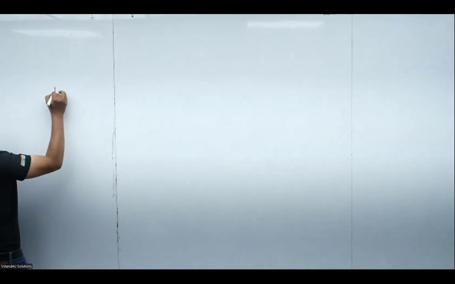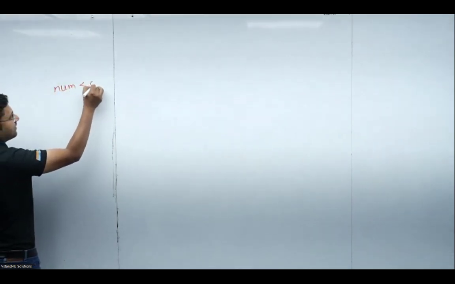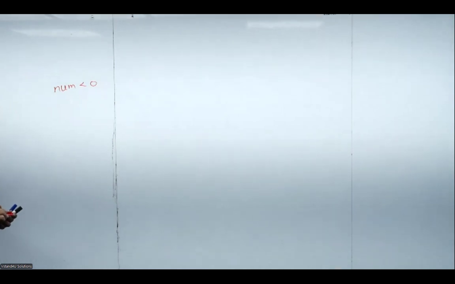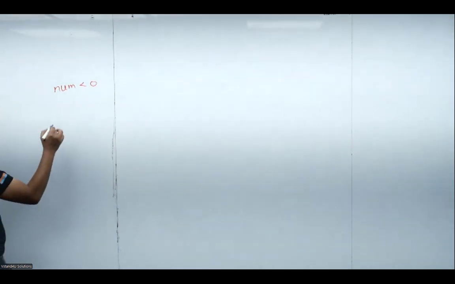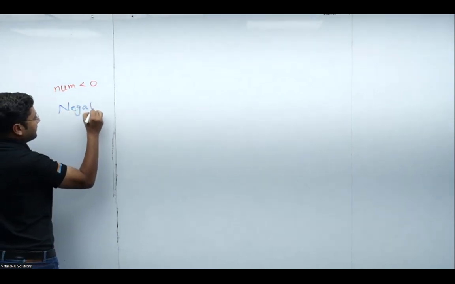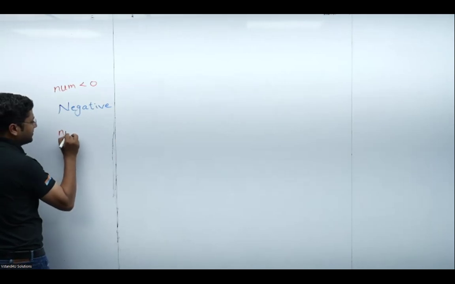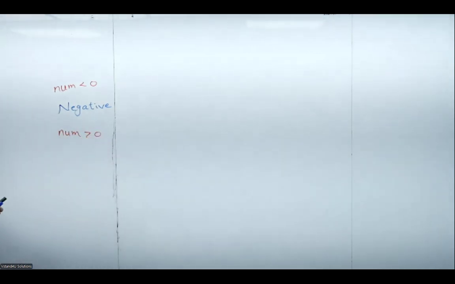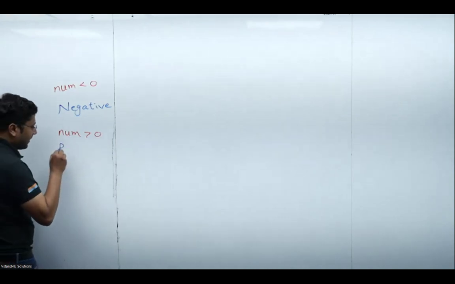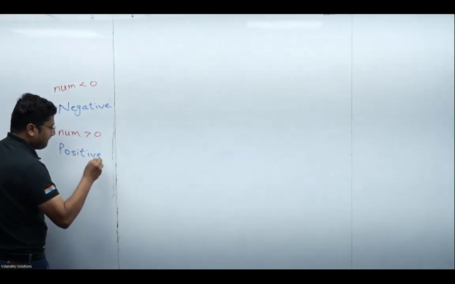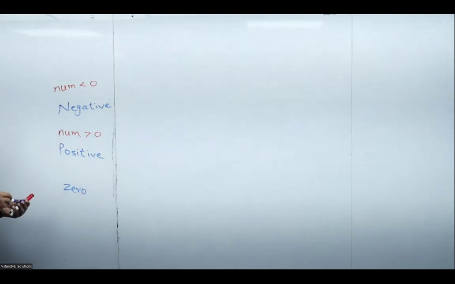That positive, negative, or 0. Remember the program? Can you help me with the conditions? If num is the variable, then if num is less than 0, then we will say negative. And next condition, what we have seen? If at all num is greater than 0, then we are telling what? Positive. Else, what are we telling? Am I right? Now pay attention.